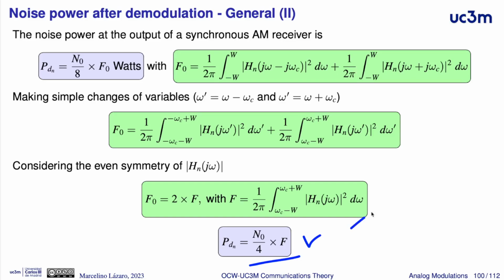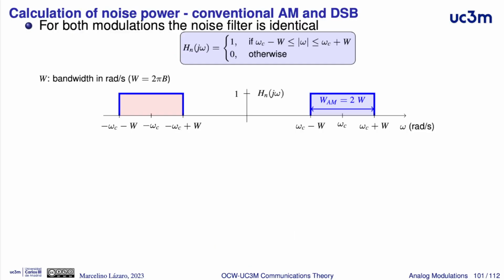Now we are going to compute this integral for the filters that are used for the different amplitude modulations. And with this integral, we'll obtain the noise power at the output of the coherent receiver for every modulation. We will consider ideal filters to have the best possible behavior. The ideal noise filter for a conventional AM and for a double sideband modulation is the same one, because the spectrum of these two modulations has a support between the carrier frequency minus and the carrier frequency plus the bandwidth of the modulating signal.